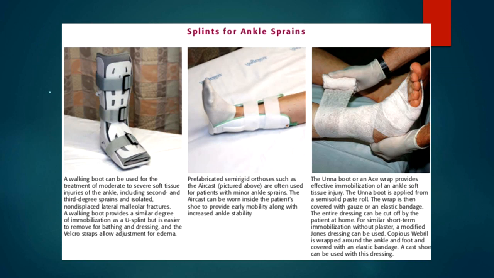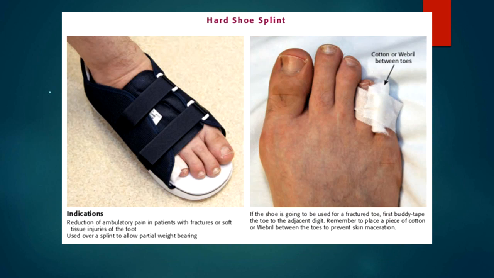Walking boot can be used for soft tissue injuries and non-displaced lateral malleolus fractures. It's similar support to the immobilization of a U-splint, but is easier for the patient to remove. You can use those air casts or semi-rigids for ankle sprains, and then ACE wrap for ankle sprains. Hard toes, you can use post-op shoes for patients who have non-castable foot fractures.